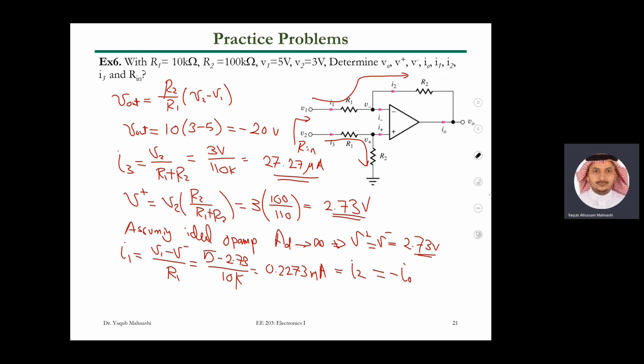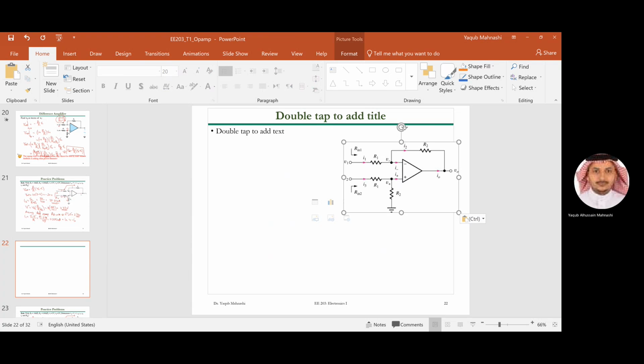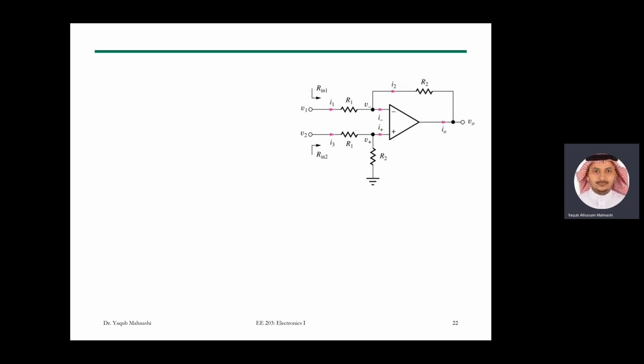Then we can create another equation and find IO. Okay, so let me find Rn. I want to find now Rn. Our input is the input resistance seen from this side. What did we say, Shabab?